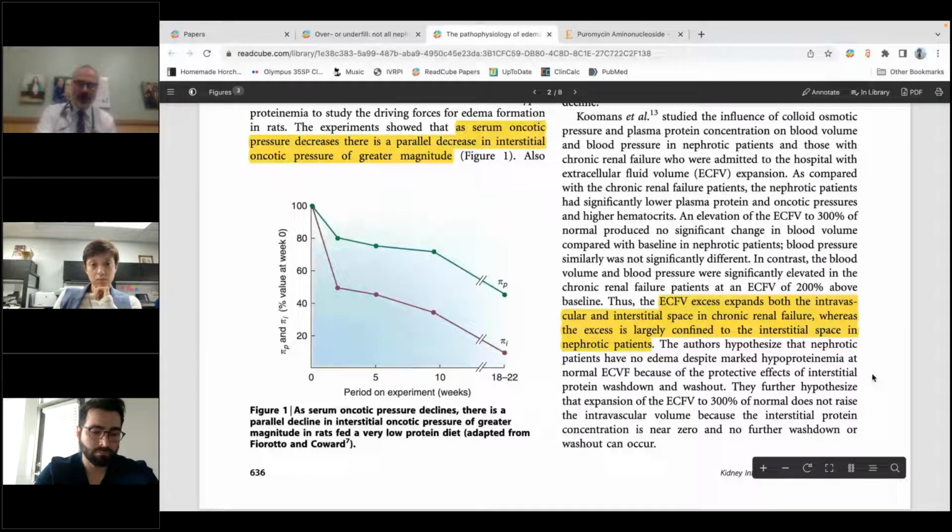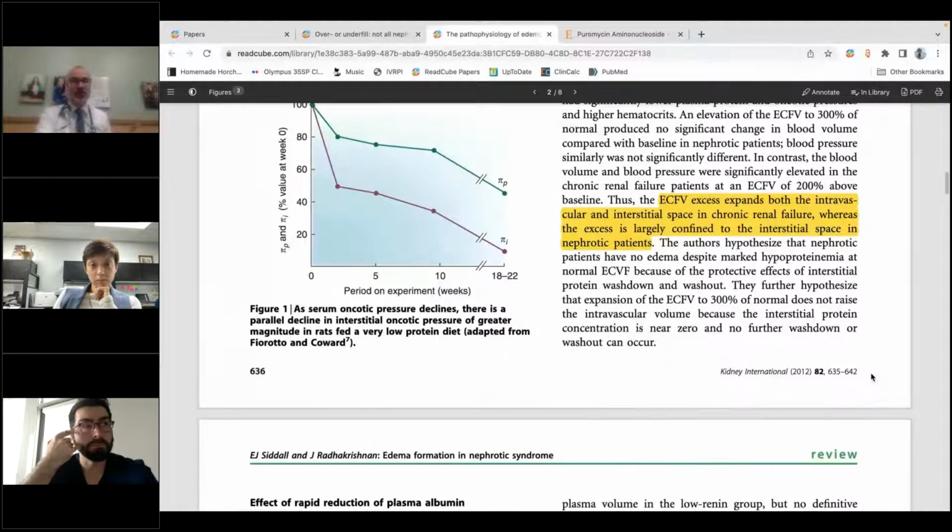And they gave some theories for that. The big reason they said that the nephrotic syndromes didn't have intravascular volume expansion was likely due to that wash down and the wash out components.